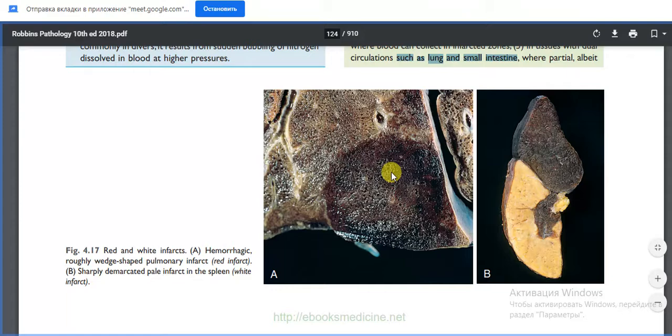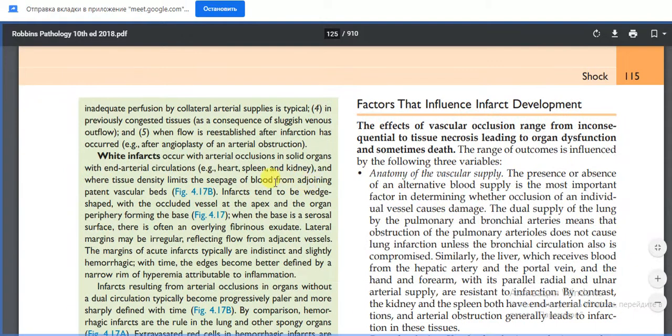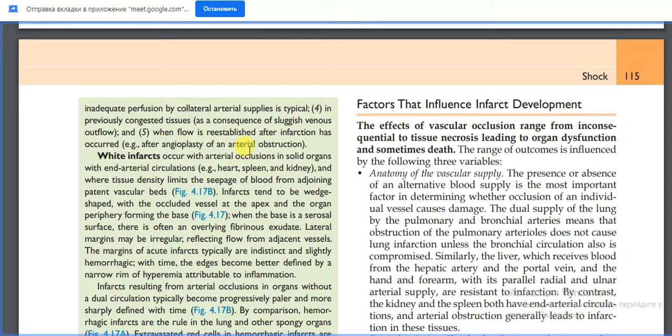where we have blood intake from different sides. Destruction of one part is followed by recirculation, so formation of a new blood supply to the necrotic area. Also in previously congested tissues, as a consequence of sluggish venous outflow, as I said in the beginning, and when flow is re-established after infarction has occurred. So part of red infarction is present even in white infarction.